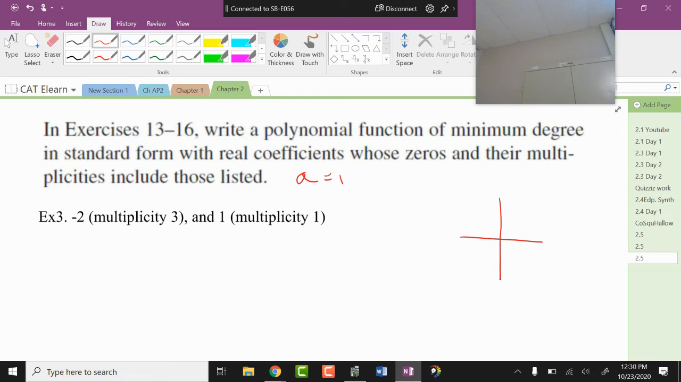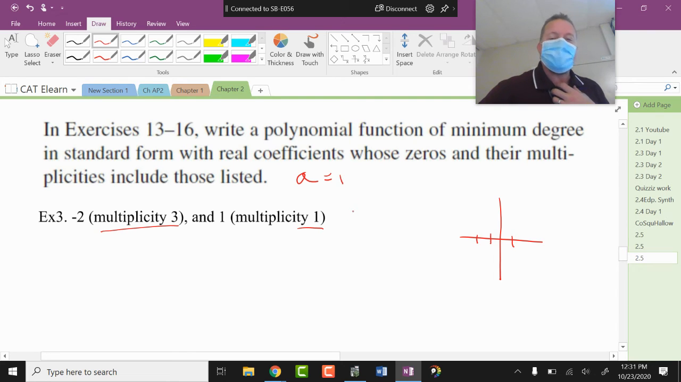This last one's a little tough. There were 2 possible choices here on the last one, and you just had to do a little extra to think about which one's the right one. So here's a 0 at 1, and here's a 0 at negative 2, and this one has multiplicity 3. By the way, multiplicity 3 and multiplicity 1 gives me a degree 4 situation.